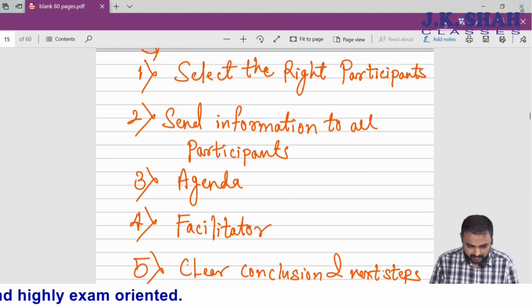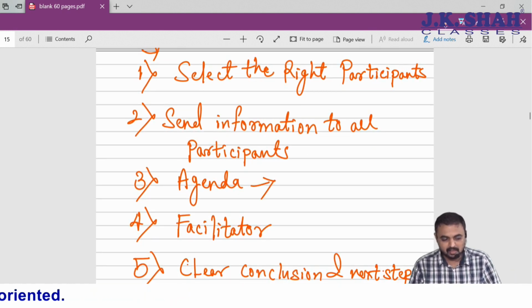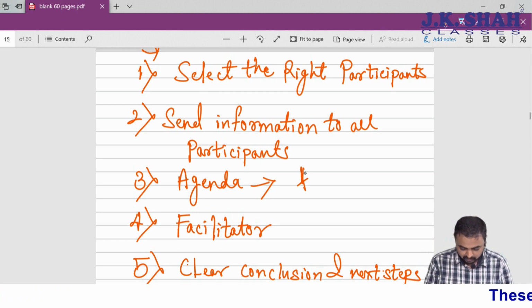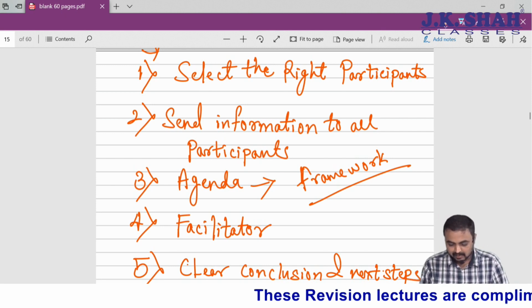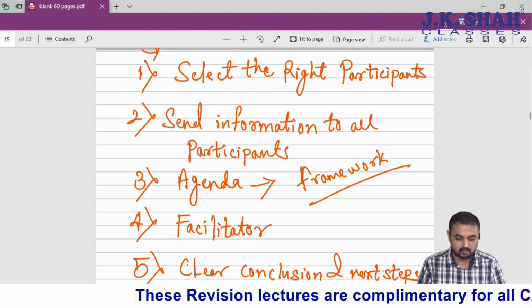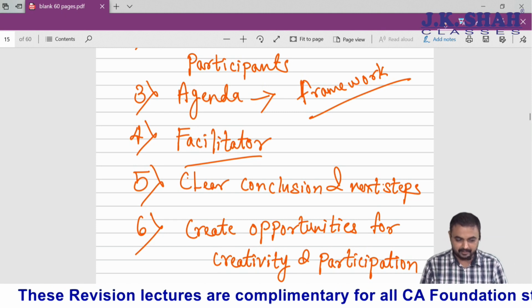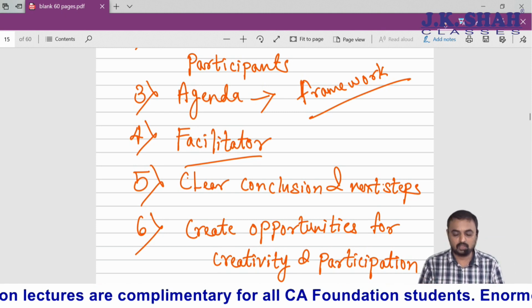Third word, that is agenda. Agenda, you know, is the framework on which the meeting stands. In simple words, the entire meeting will be conducted as per the agenda. It tells us about the subject of the meeting, the speaker and the time allotted to each speaker. Fourth one, we need to appoint a facilitator. A facilitator is appointed so that the meeting reaches its logical conclusion.